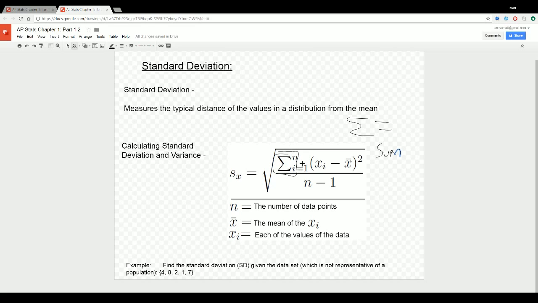So basically, this is the square root of the sum of each point of data minus the mean of the data squared, and then divided by the number of data minus 1. The reason we subtract 1 is because in these examples, the standard deviation is not representative of the entire population, and it's just a sample, which is something that you'll learn in chapter 4.